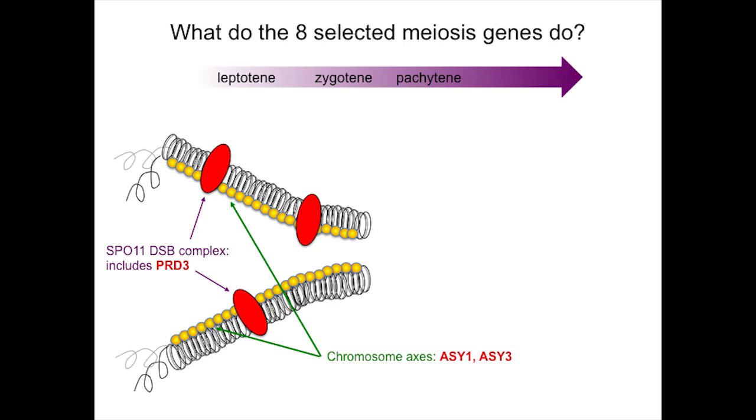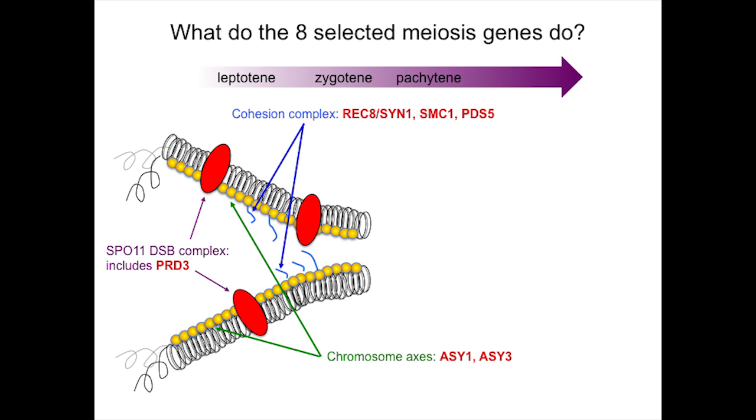The SPO11 complexes, so these are the guys that are actually forming the double-strand breaks on the chromosomes that will then allow crossovers to happen down the line. These actually come to the chromosomes in a big complex, and one of the members of that complex, these SPO11-associated proteins, is PRD3, which is also under strong selection in arenosa.